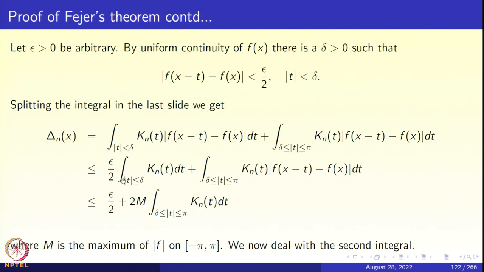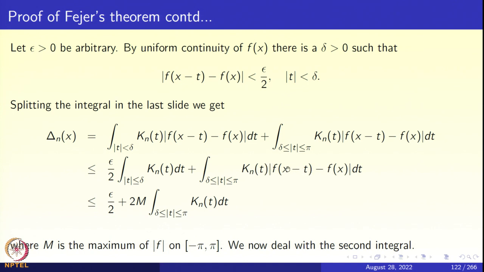Now when you integrate it with respect to mod t less than delta or whether you integrate it from minus pi to pi, it really doesn't matter because anyway this integral is 1, so the whole thing is going to be less than epsilon by 2. So you can just forget about this mod t less than delta and you can conveniently put epsilon by 2. It is this thing that we need to be careful about.